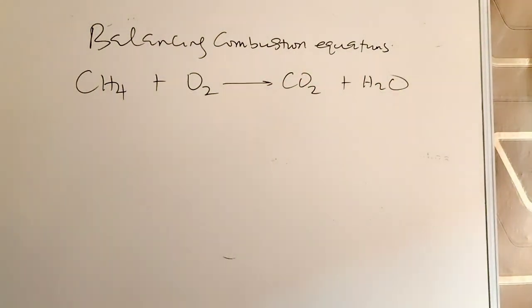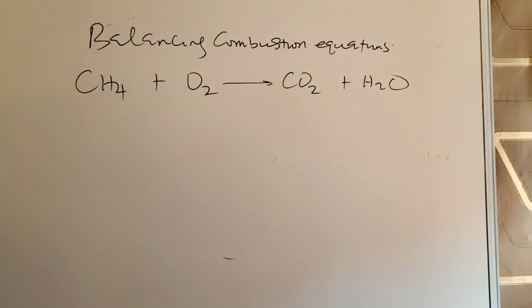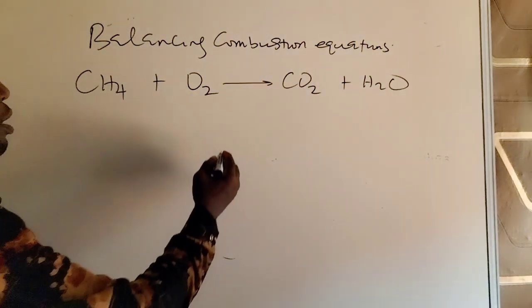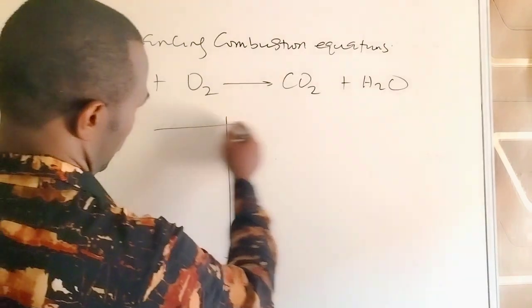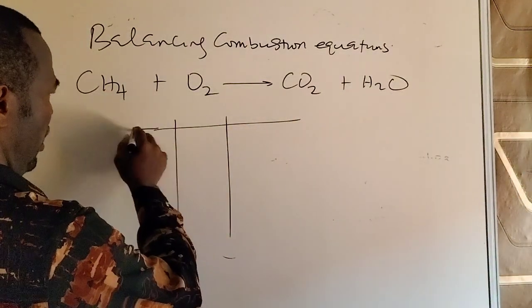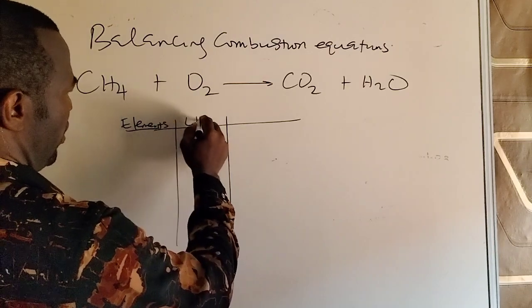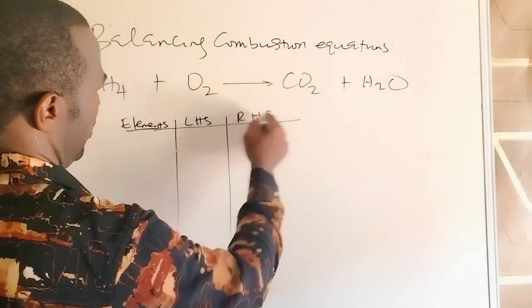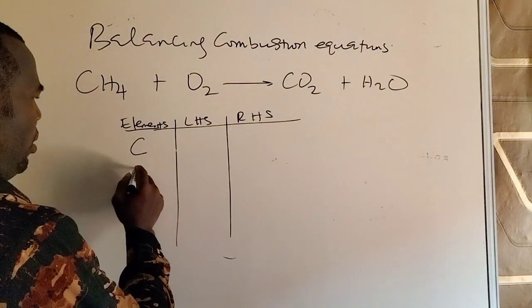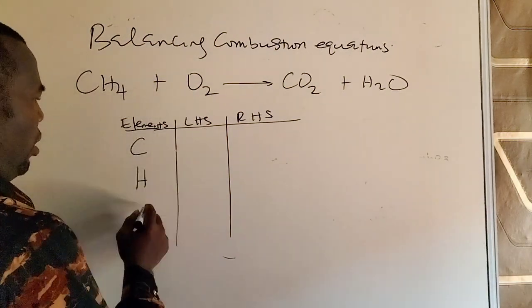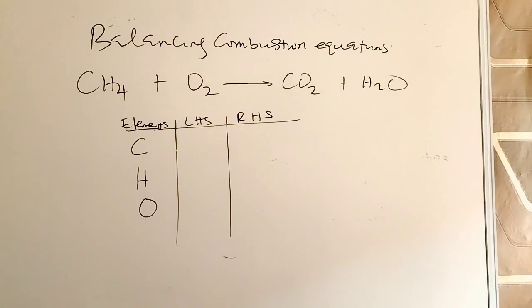Now, having done that, let's balance this equation and see how it goes. To balance it, I'll still follow the normal process I've been using for the other ones. List the elements or atoms, the left hand side, right hand side. The elements here are carbon, hydrogen, and oxygen. Also, you write the symbols only.